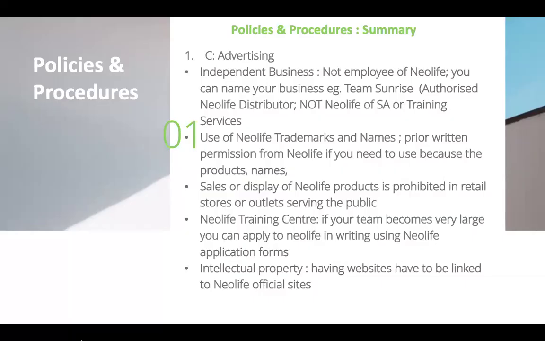So next week, we're going to discuss the products and what the company expects of you in terms of using the products, return policies, and all those things to make sure our business is run in a professional way.